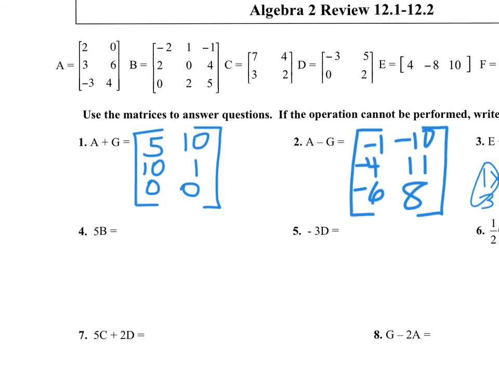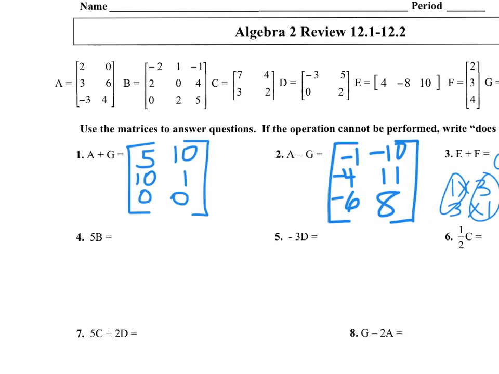All right, now we're going to do 5 times matrix B. 5 is a constant, and when a constant is being multiplied times a matrix, what do you do? Yes, you multiply. You distribute to all the parts, right? Okay, so let's do it. 5 times matrix B. Ooh, matrix B, that's a big one. 3 by 3. Multiply everything by 5.